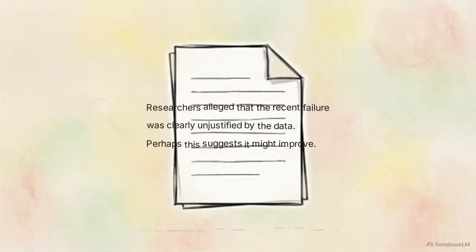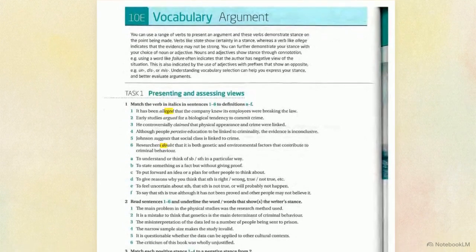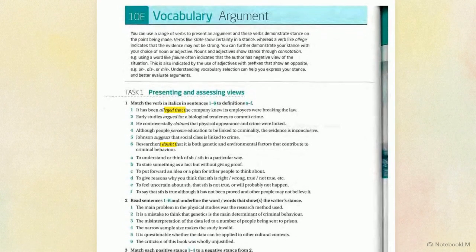Even with strong evidence, an author can manipulate how you perceive the data through subtle word choices. This textbook exercise shows how to spot the author's internal stance using reporting verbs like argued, claimed, and suggests. Look at the stark contrast. Sentence 1 uses alleged, casting doubt. Sentence 6 uses doubt, explicitly signaling skepticism.